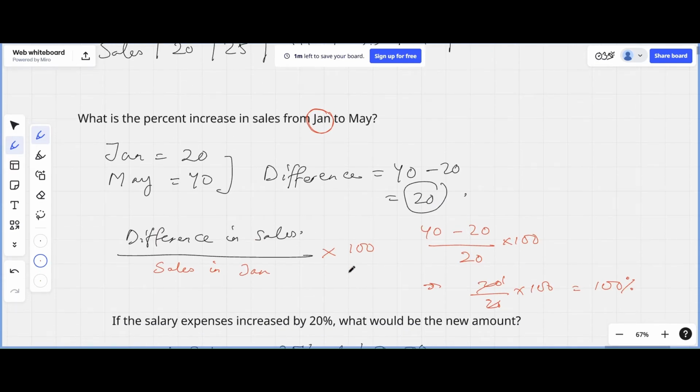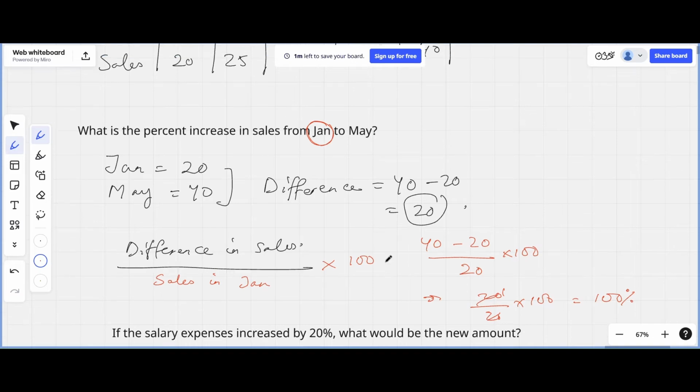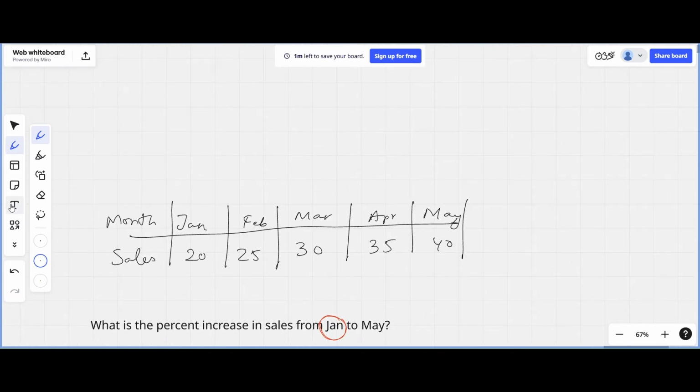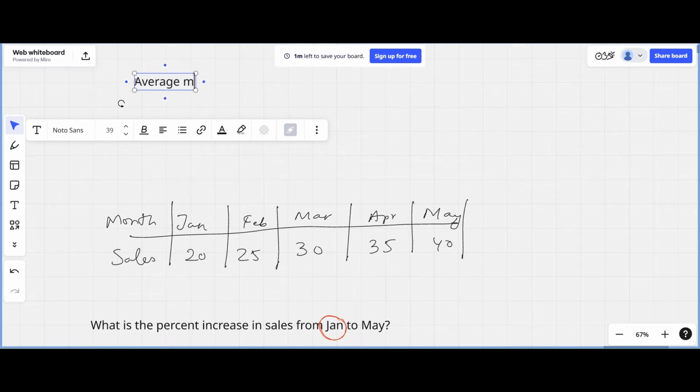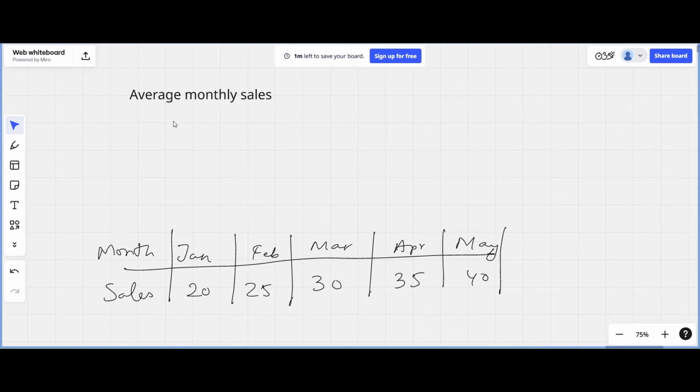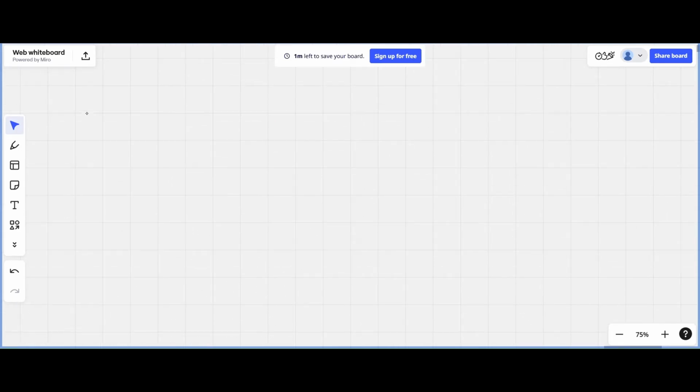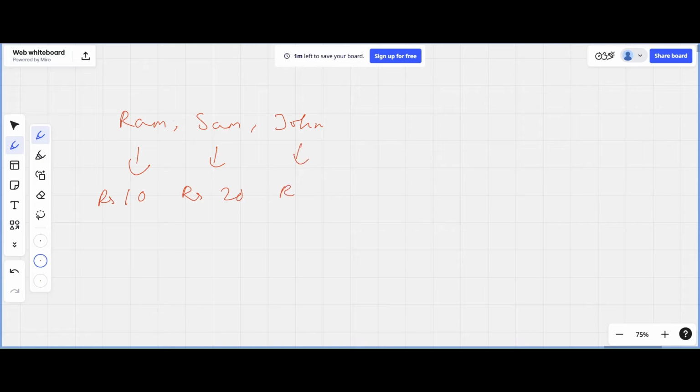You'll always do it. And the next question is: what is the average monthly sales? Do you know how to find average? Let me give you a quick example. Let's say three people, Ram, Sam, and John. They have 10 rupees, this guy has 20 rupees and this guy has 15 rupees. What is their average money?